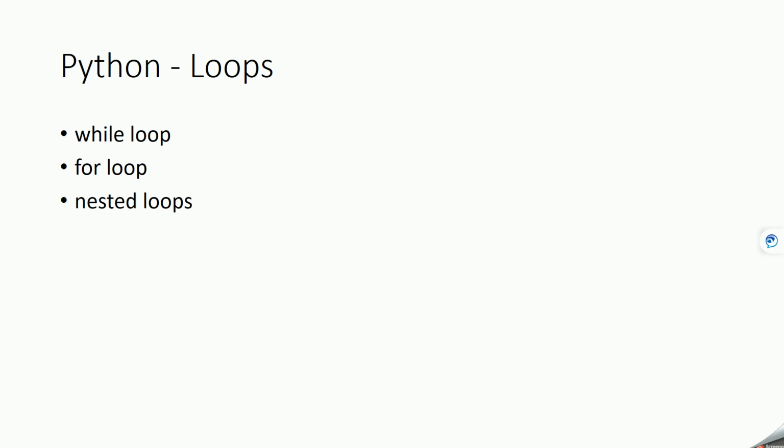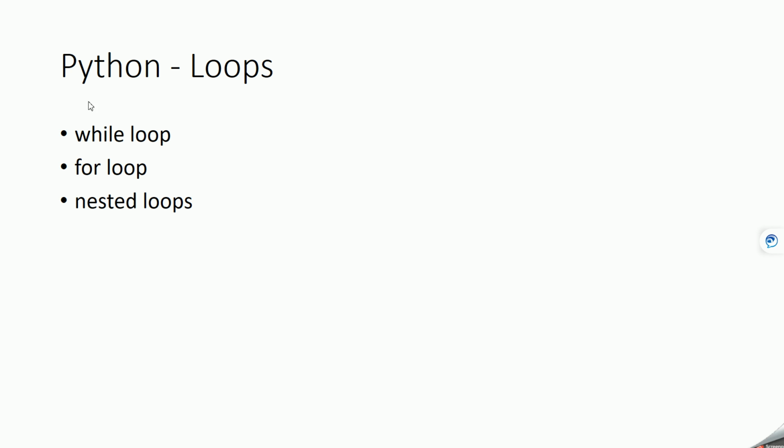In this video, we are going to learn about loops in Python. So in Python, we have while loop, for loop and nested loop. Nested loop is nothing but a loop inside another loop, or a loop can have multiple inner loops.